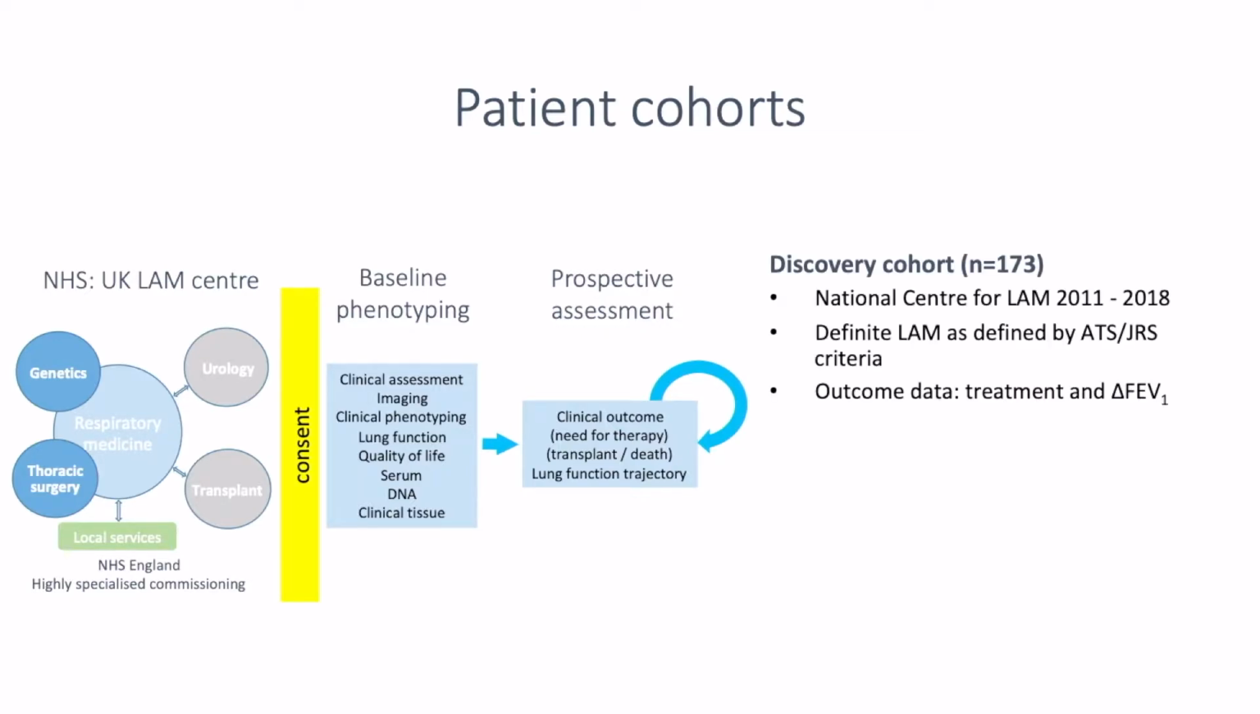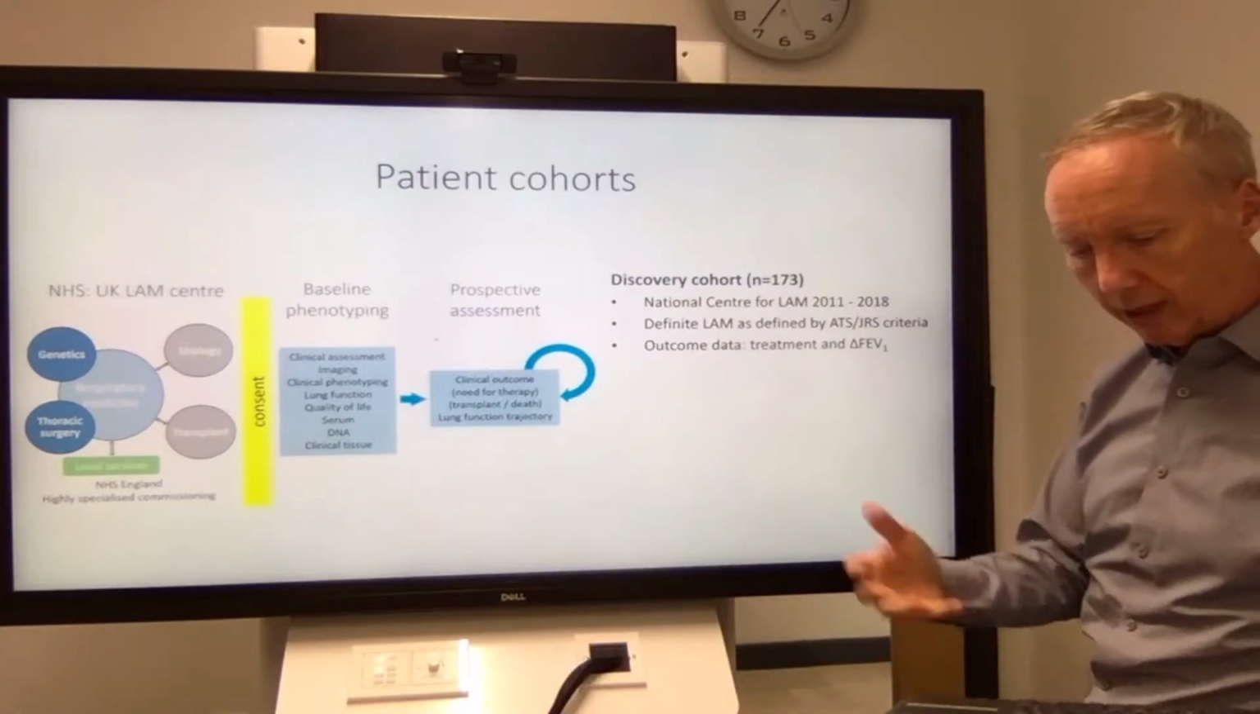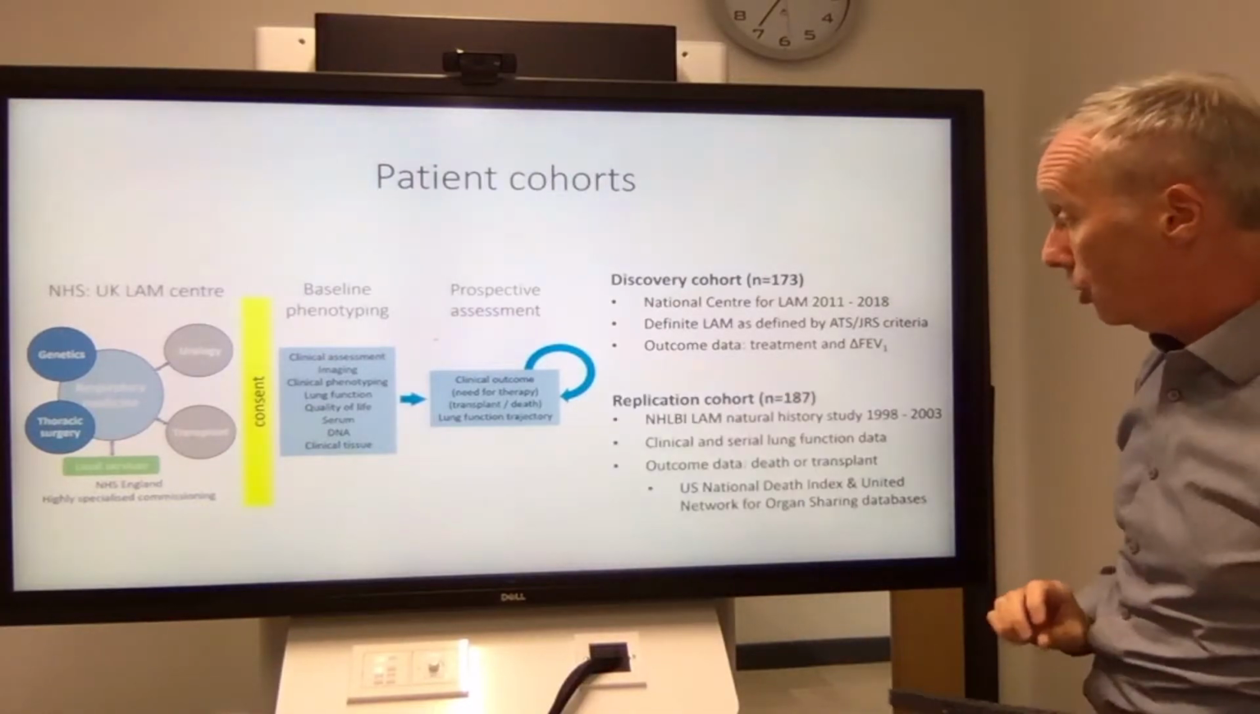So for this study, in the discovery cohort, so the group of patients that we used to assess whether the models worked, we used 173 women who definitely had LAM collected from the cohort at the LAM Centre, and for whom we had some outcome data in terms of what had happened clinically and their lung function.